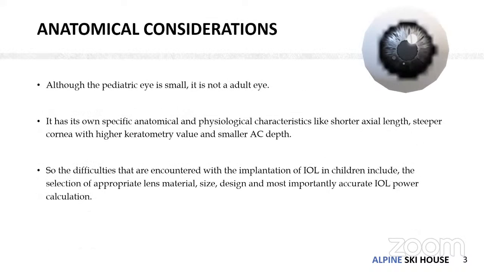Starting with anatomical consideration, although the pediatric eye is small, it is not an adult eye. It has its own anatomical and physiological characteristics like short axial length, steeper cornea with high keratometry value, and smaller AC depth. So the difficulties encountered with the implantation of IOL in children include the selection of appropriate lens material, size, design, and most important, accurate IOL power calculation.